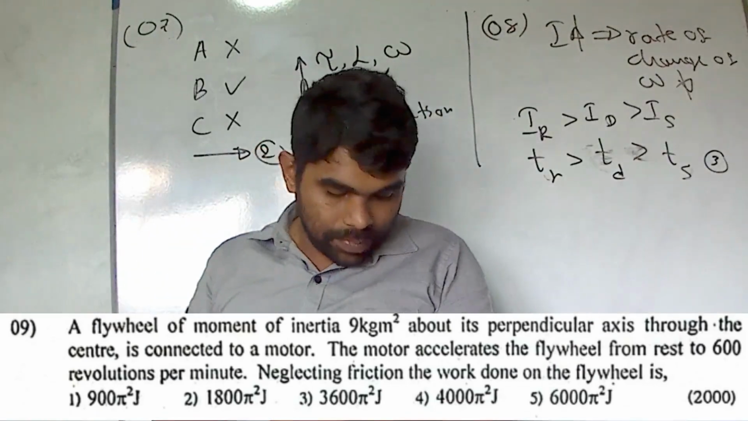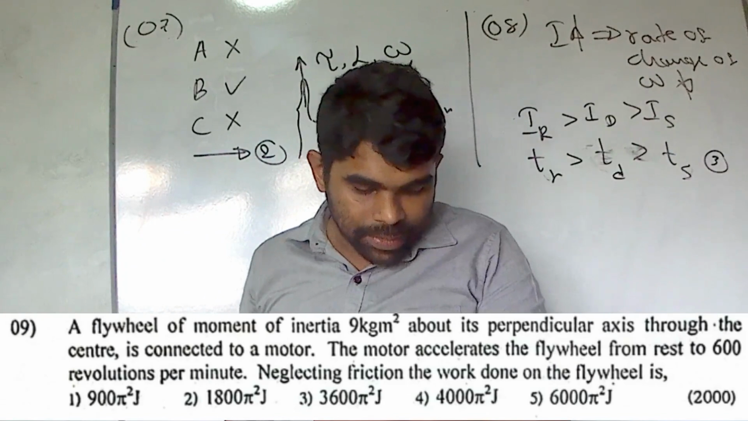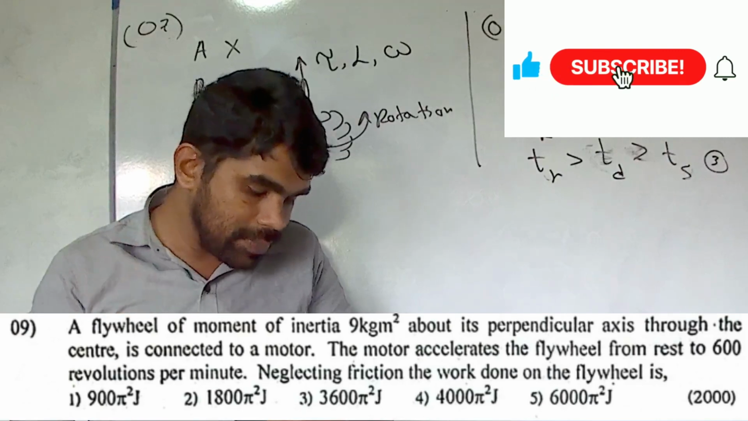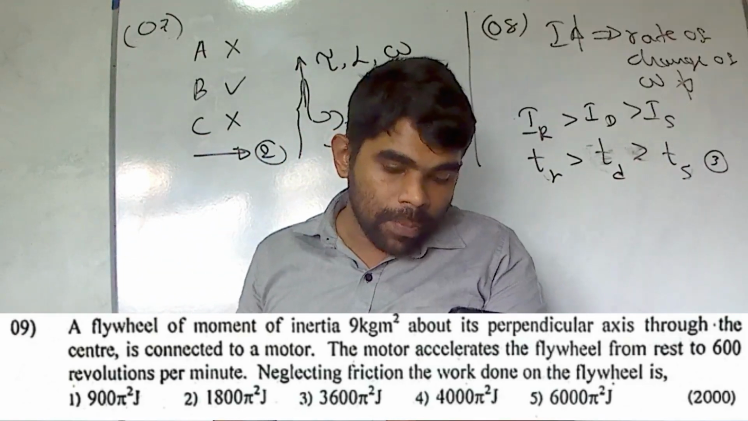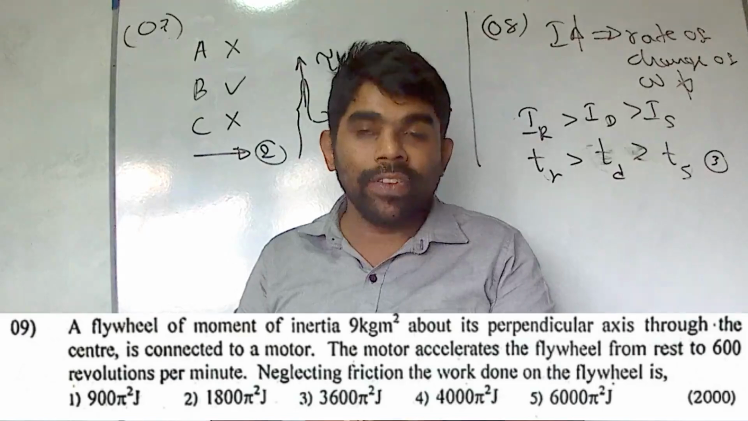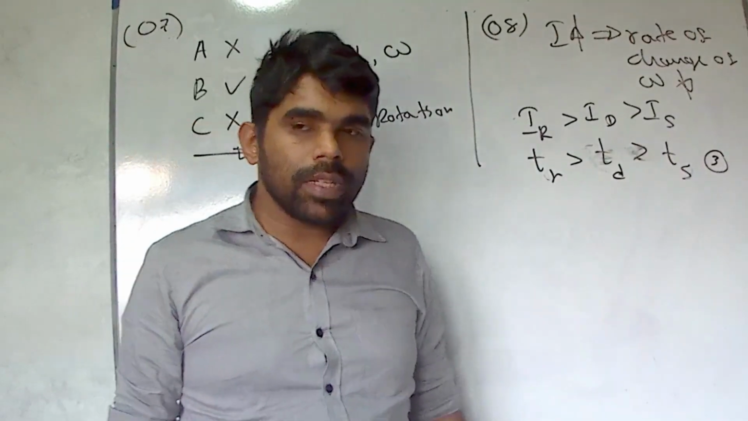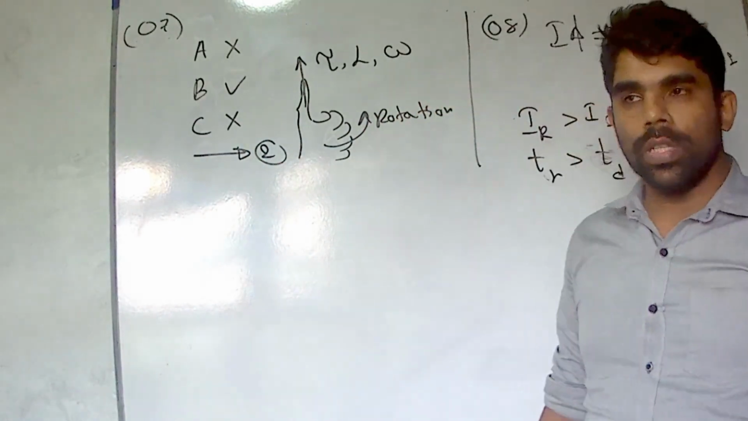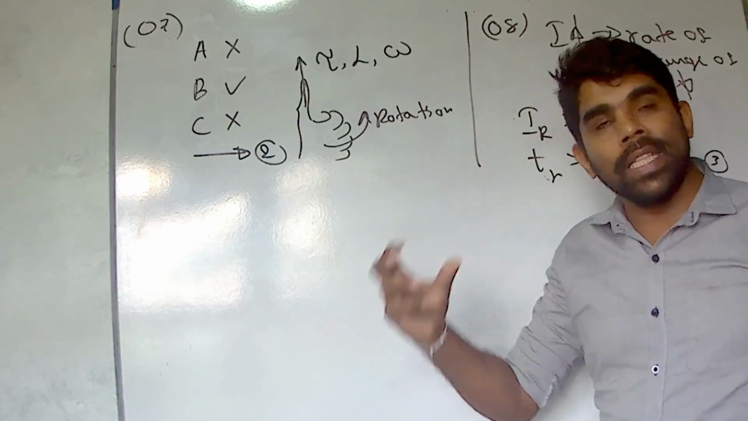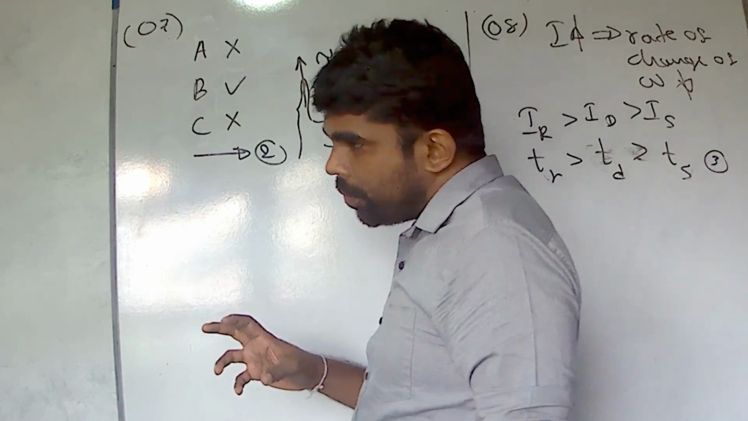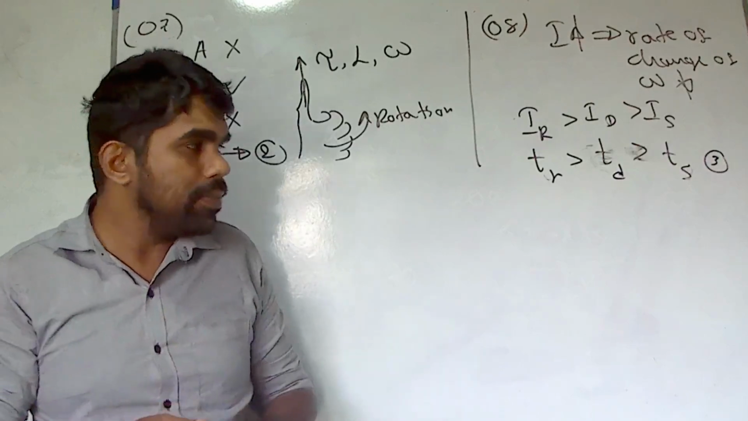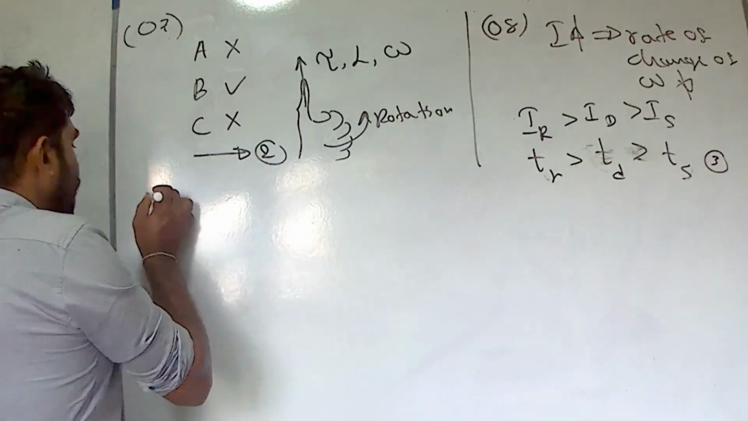Question number 9. A flywheel of moment of inertia 9 about its perpendicular axis through the center is connected to a motor. The motor accelerates the flywheel from rest to 600 revolutions per minute. Neglect the friction. The work done on the flywheel is. There is no external unbalanced frictional torque. There is only one torque, given by the motor. Therefore, the work done by the motor is converted into kinetic energy of the flywheel. Therefore, we have to find the kinetic energy of the flywheel.